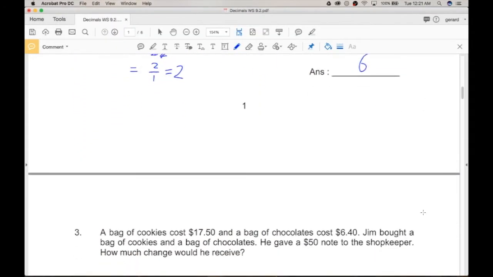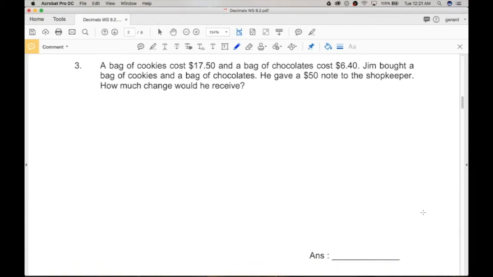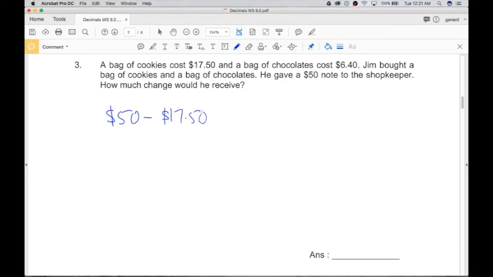Okay, so moving on to question 3. Bag of cookies costs this amount, bag of chocolates costs that amount. Jim bought a bag of cookies and a bag of chocolates. He gave a $50 note to the shopkeeper. How much change will he receive? So here, okay, we have $50. Then we'll be minusing off $17.50, right? And then we're minusing off another $6.40.